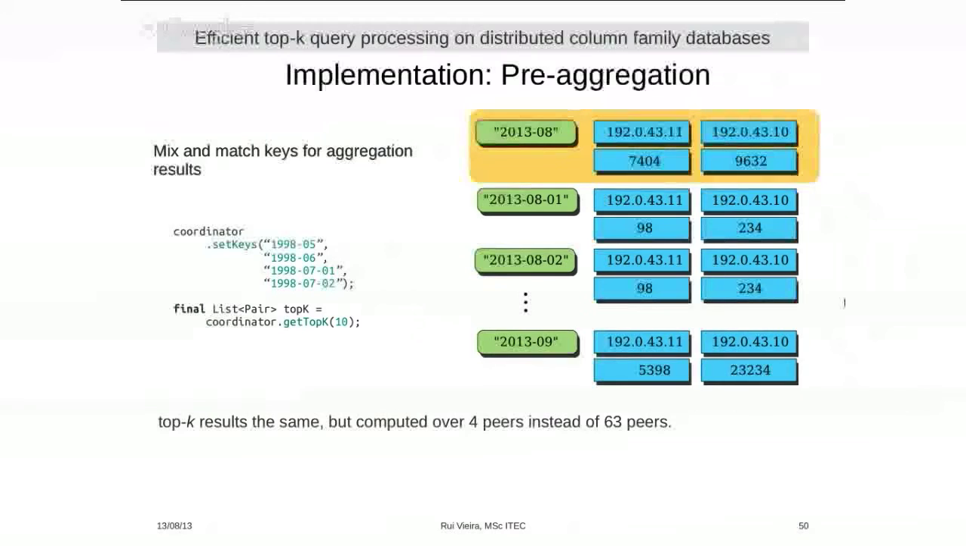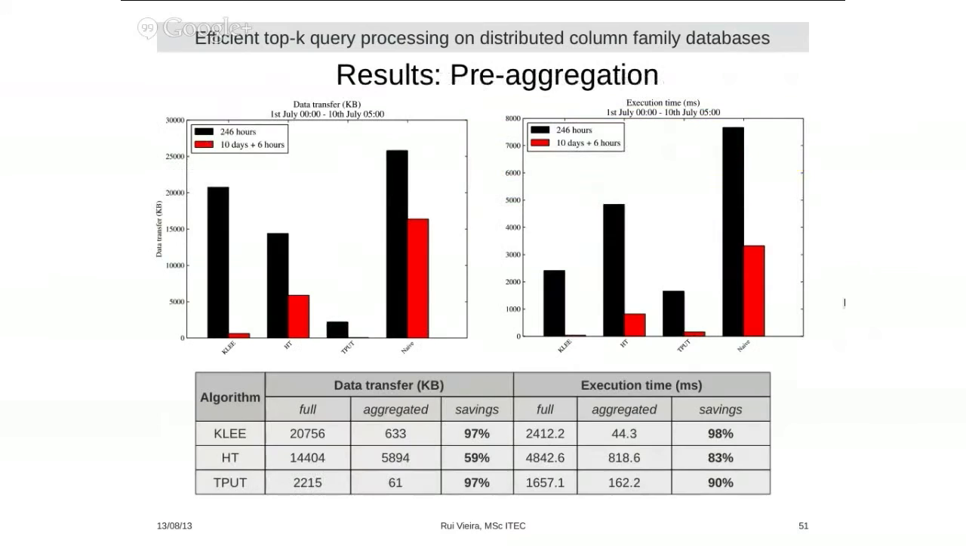So in this case, for instance, if you wanted to find which are the top 10 visitors from the first day of March to the second day of July, instead of calculating it over 63 periods or 63 days, we can just use May, June, and then 2 days, and we'll calculate it over 4 periods. And then we have huge savings of data transfer and execution time with pre-aggregation.